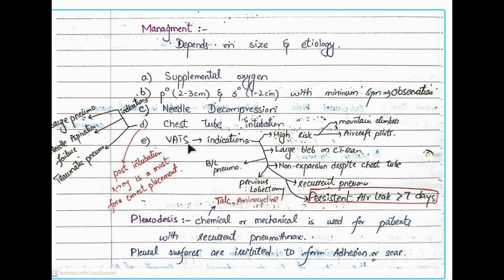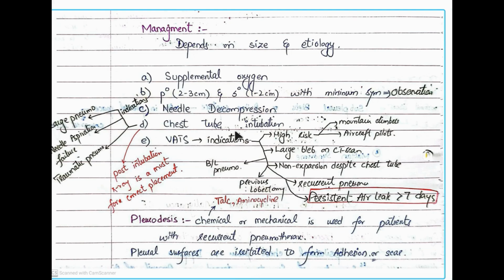In terms of the VATS, what is important is that there are certain indications in those patients who will directly go with the VATS, such as high-risk patients who are mountain climbers or aircraft pilots. If there are large blebs on CT scan, if there is bilateral pneumothorax, previous lobectomy, recurrent pneumothorax, or a non-expanding chest despite placement of a chest tube, or very importantly, if there is a persistent air leak for more than 7 days. So if any of these scenarios is present, we will directly move with the VATS.